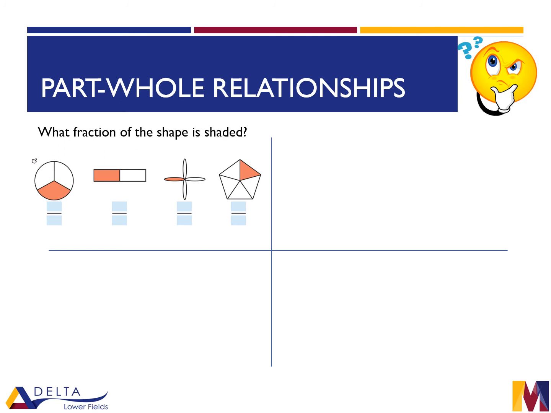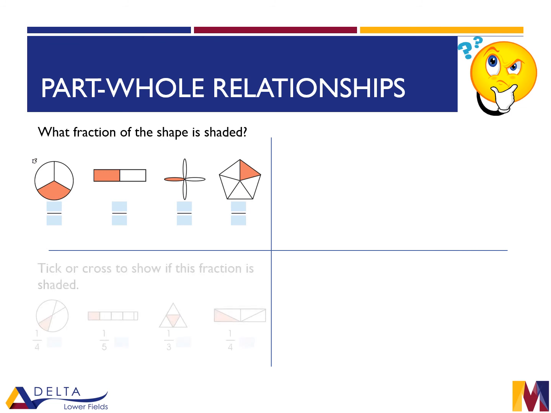I could say that the part of the pentagon has been divided into 5 equal parts, and I've got 1 of those. What's the same and what's different about them? Oh, they've all got 1 part shaded in. What's different? They all have different numbers of parts, different equal parts in their whole. So in the circle there are 3, in the pentagon there are 5, in the bar there are 2. So we can have that conversation.